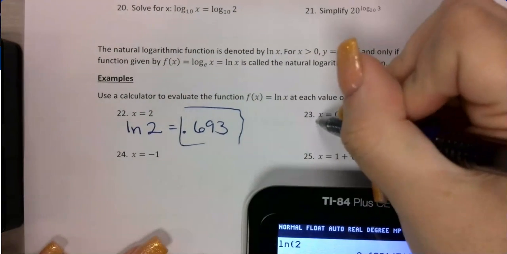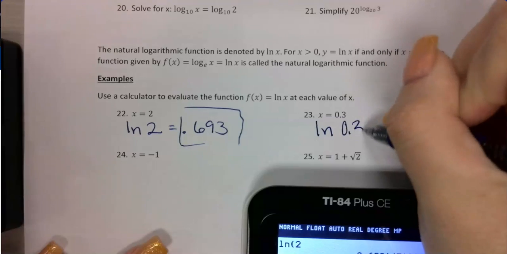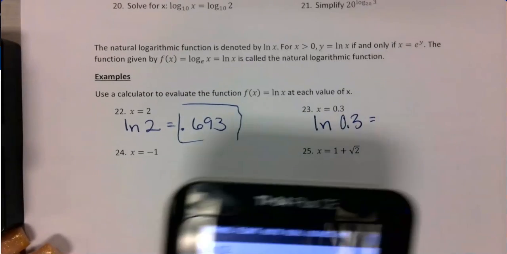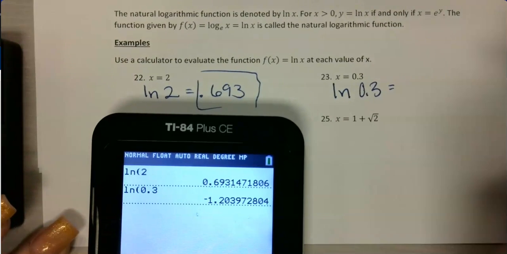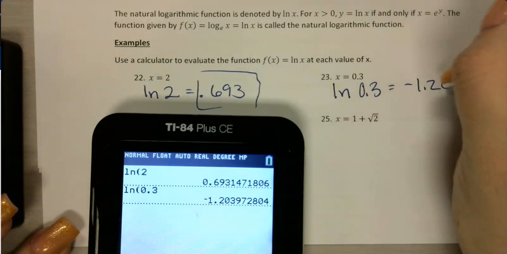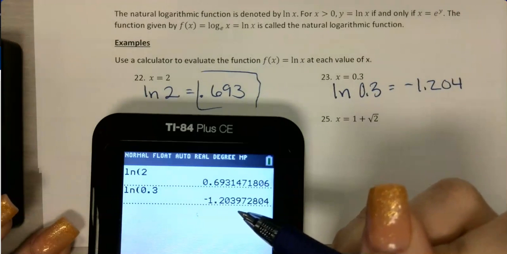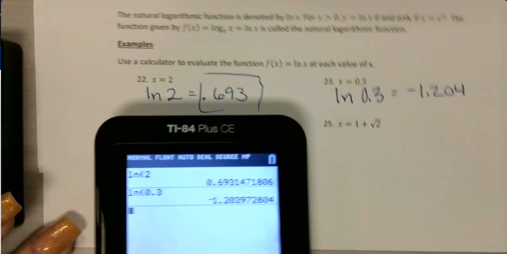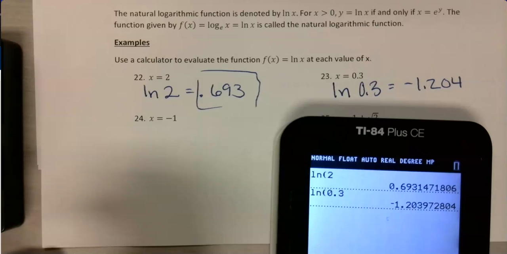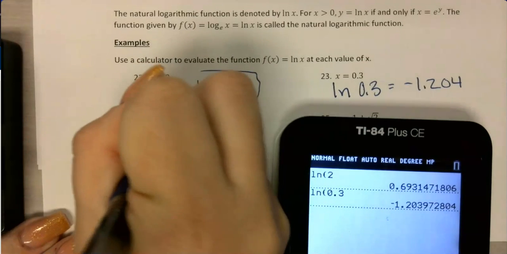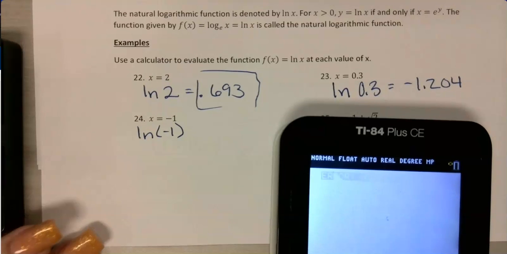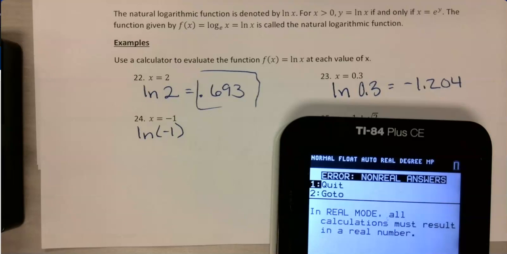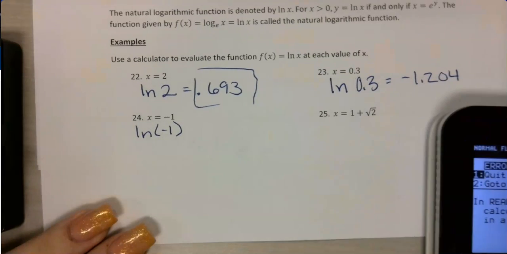So same thing for 23. I'm going to do ln of 0.3. And then I type that in, which gets me negative 1.204. I round because of that 9. On number 24, I'm doing ln of negative 1. So just like with normal logarithms, it also gives me no real answer here as well. So my answer here is no solution.